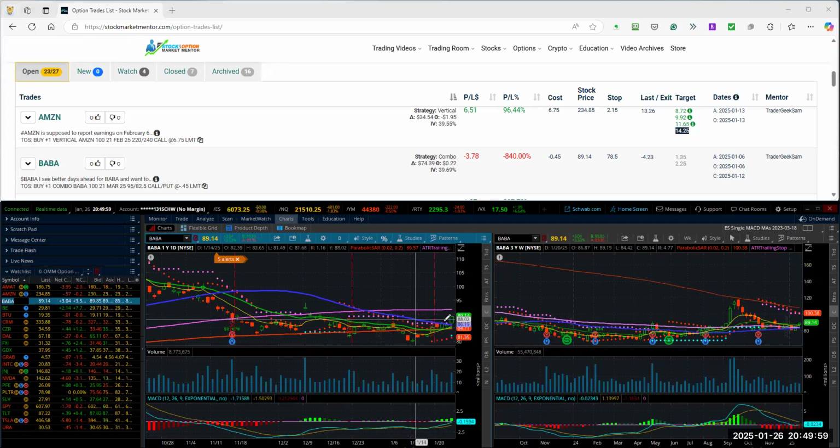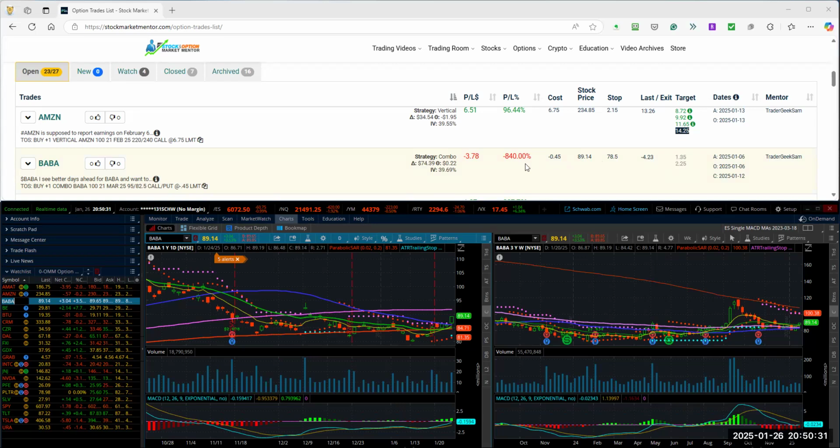BABA finally busting a move on Friday and closing above the 50-day. That's a nice candle there on the daily. So above the 50-day, above the ATR trailing stop, above the parabolic stop and reverse. So we just need to see follow through, which we haven't been seeing on the Chinese stocks. And as Scott said in his video, you want to rent these Chinese stocks. You don't want to necessarily own them, at least not yet, until they start proving themselves.